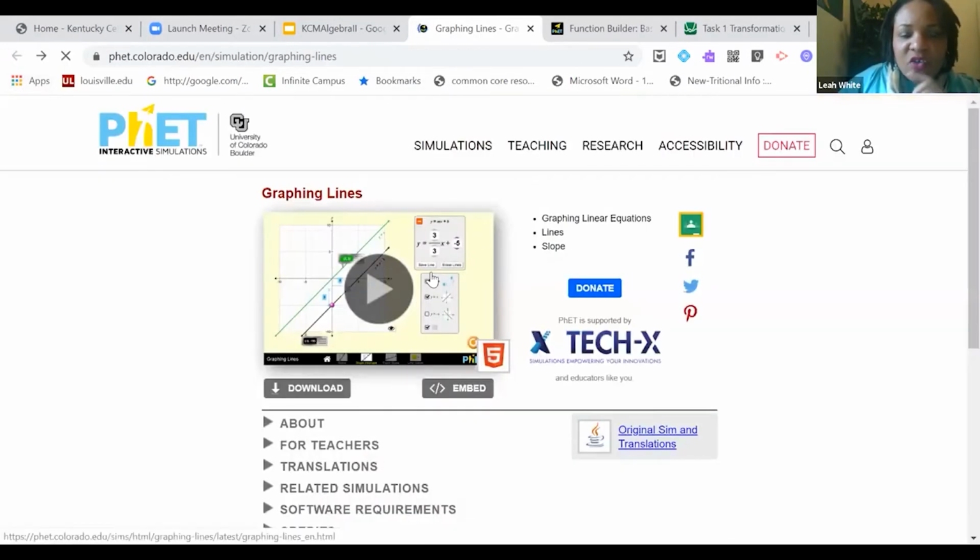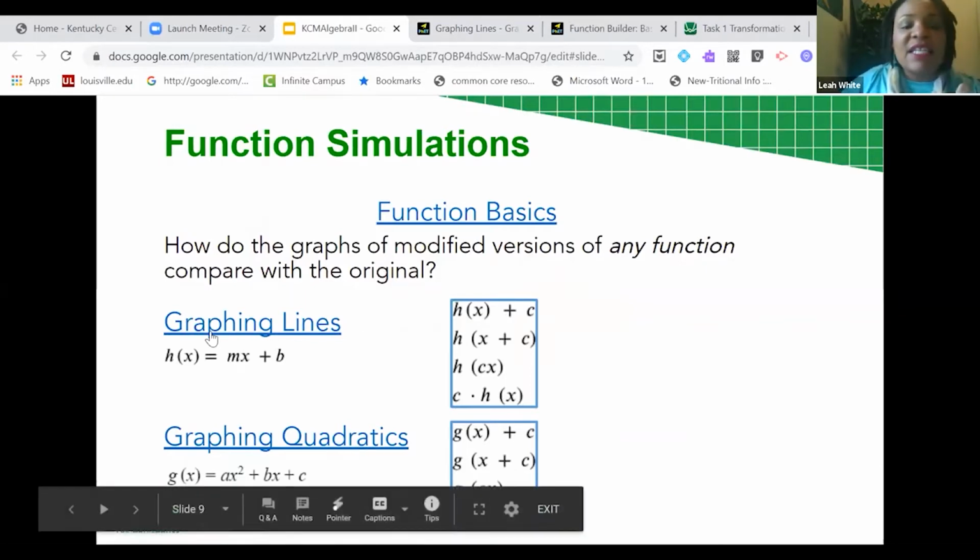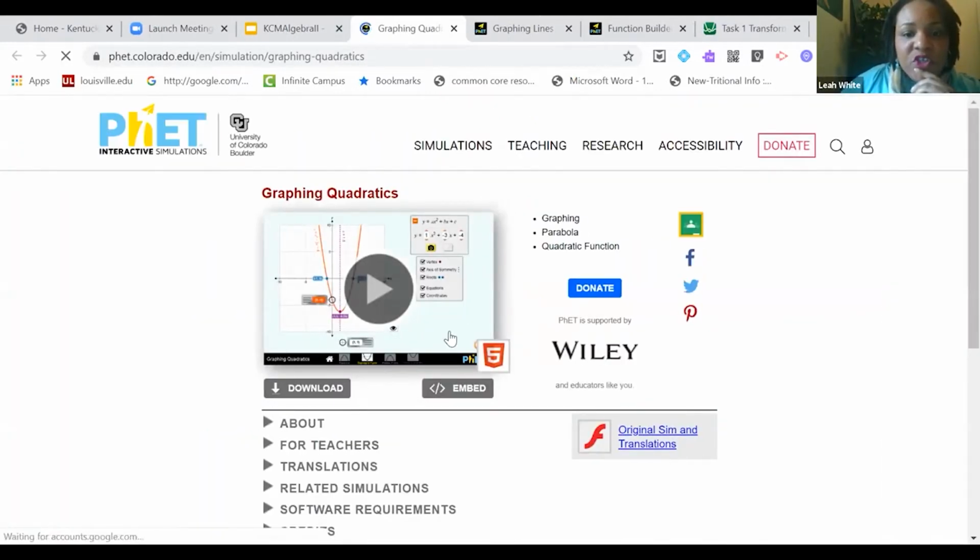And then I can also save that line, embed that line, and erase it and start over. So that's looking at h of x. And then we can also look at graphs of quadratics. And like I said, these are just in standard form, but you can change the forms just so your students can have that experience if they need.